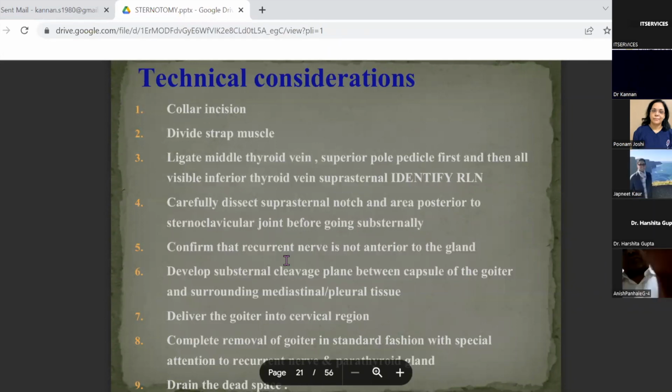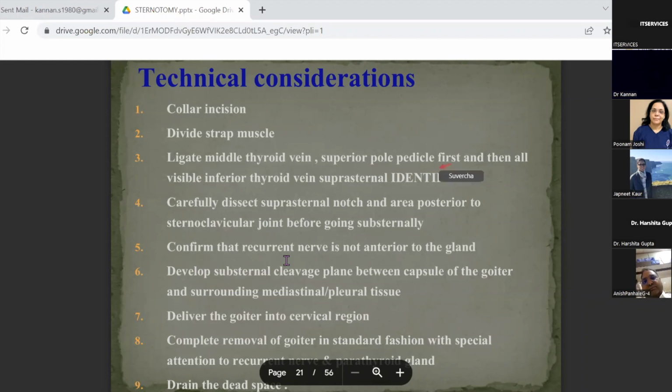We ligate the middle thyroid vein. We handle the superior pedicle first. We identify the recurrent laryngeal nerve. The thyroid is attached mainly at the ligament of Berry. That's the main important point of attachment. We would prefer to disconnect the thyroid attachment onto the Berry so that the thyroid gets mobile in that area. Then we handle all the vasculature in the neck, the inferior thyroid vein, and the smaller pedicles of the inferior thyroid artery.